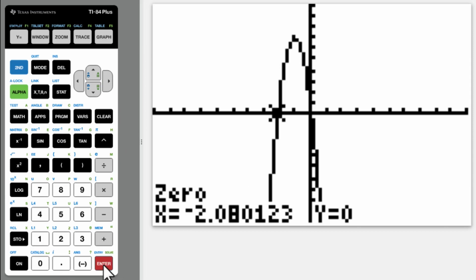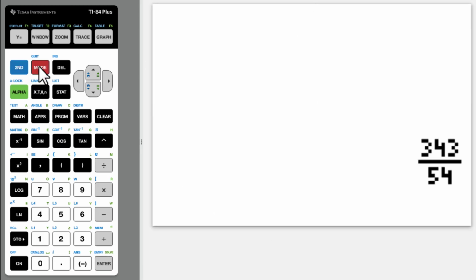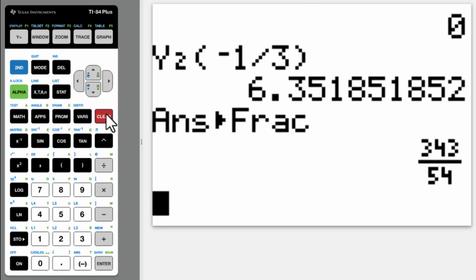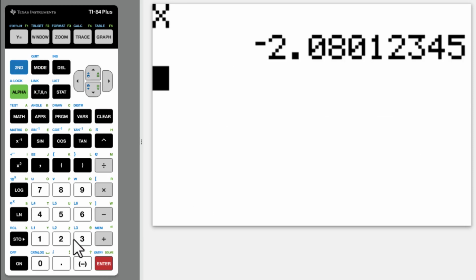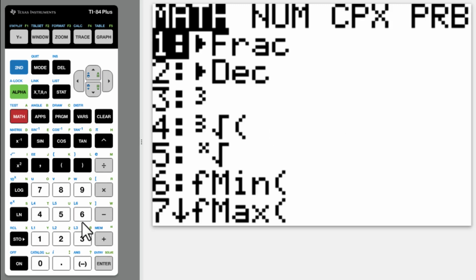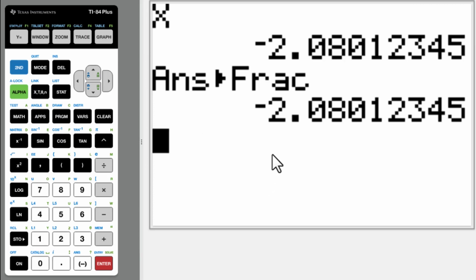Enter. Enter. Answer is negative 2.08011213. Quit. Clear. X. Enter. Go to math, enter to check if it's a rational or irrational number. This is an irrational number. Write down 3 sig figs, negative 2.08.